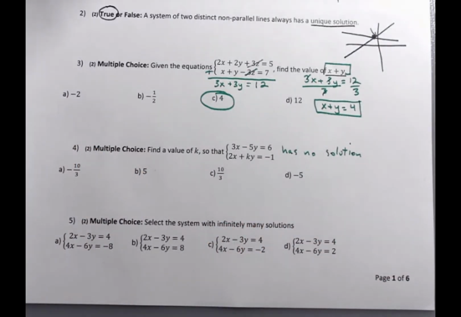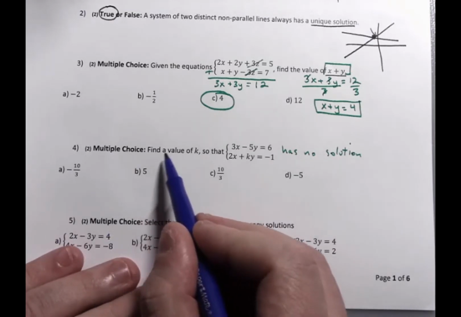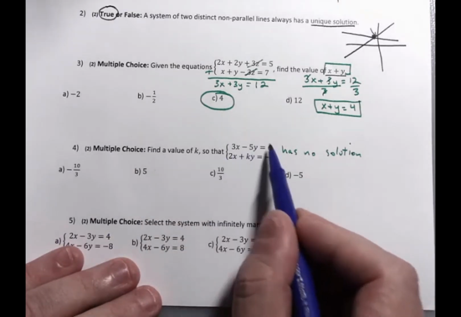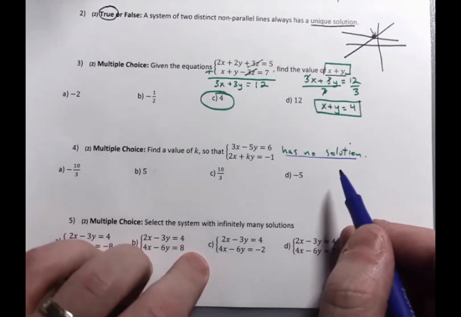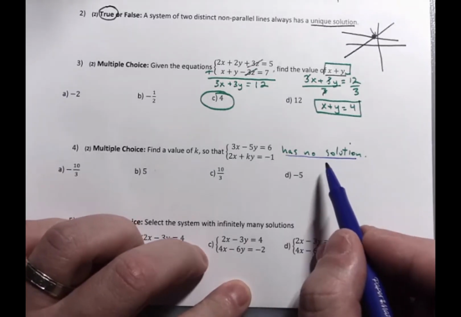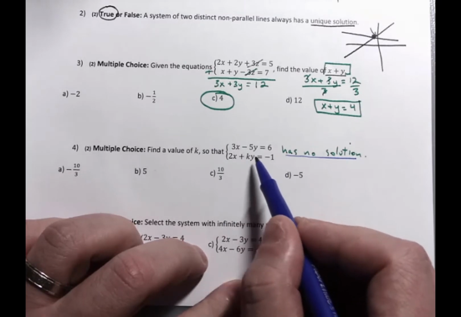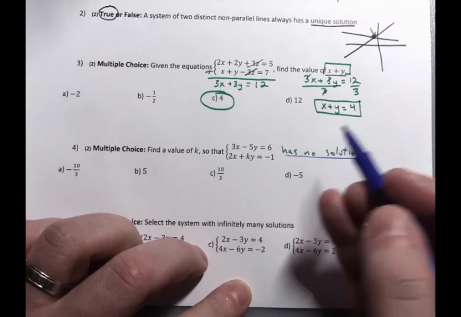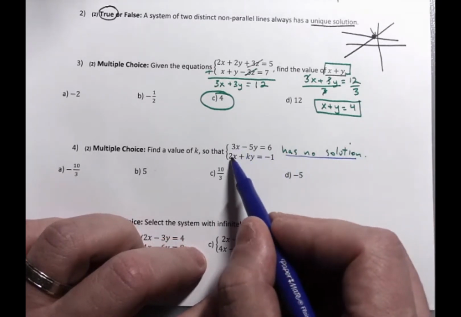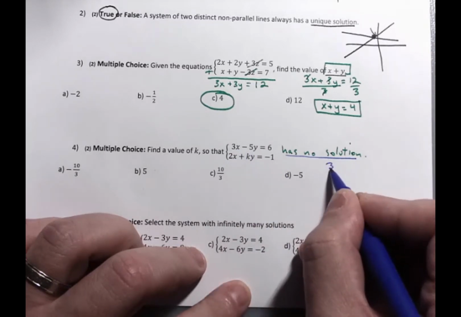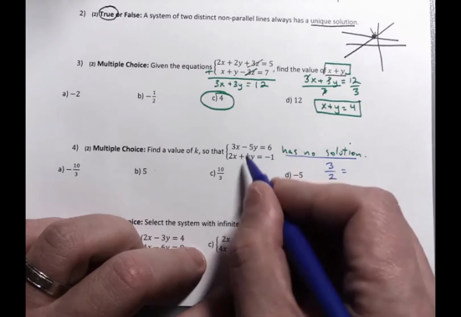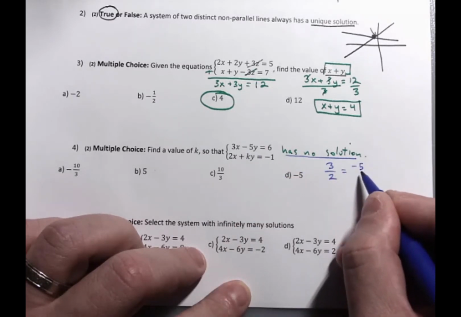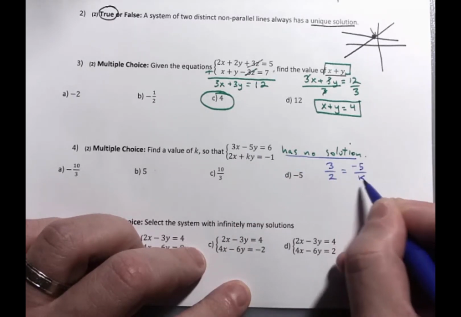Okay, number 4, find a value of k so that this system of equations has no solution. For a system of equations to have no solution, that would mean that the lines have to be parallel and therefore are not the same actual line. So I'm going to take 3 to 2, the ratio of the x's, and set that equal to the ratio of the y's, negative 5 over k.